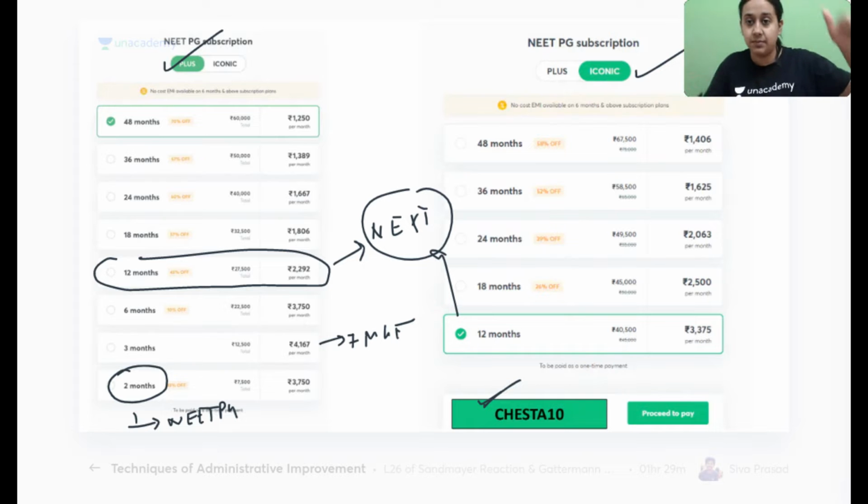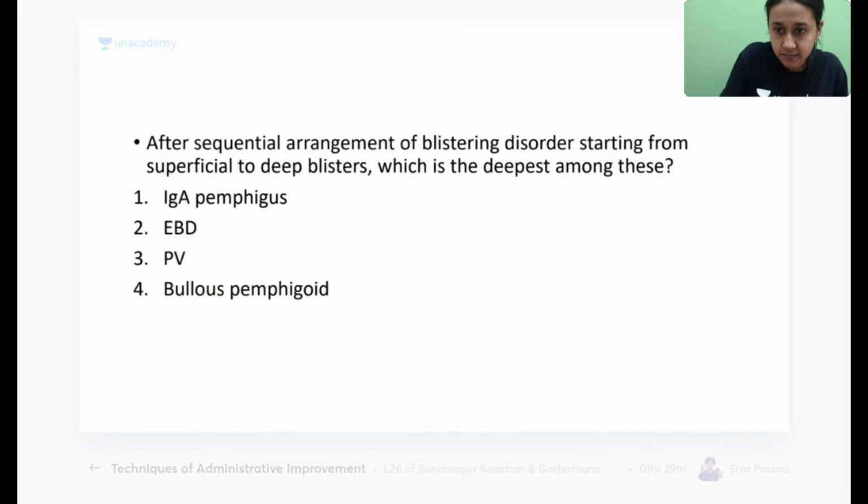Now please give me a quick thumbs up if you all are ready for the first question of today's session. Today's topic is the vesiculobullous disorder, a very interesting and amazing topic, and you will love this topic today. We'll discuss everything which is required.